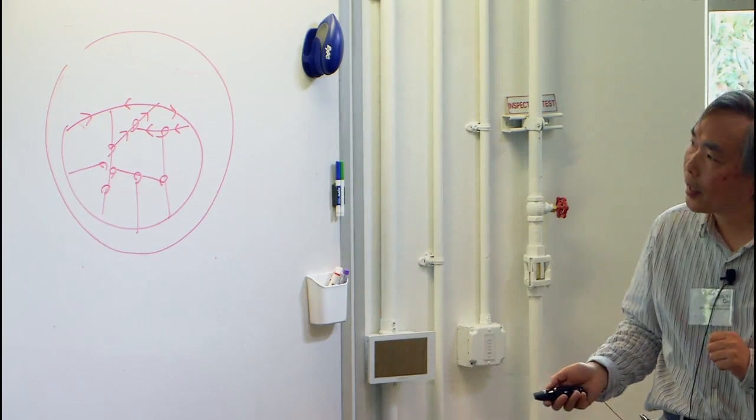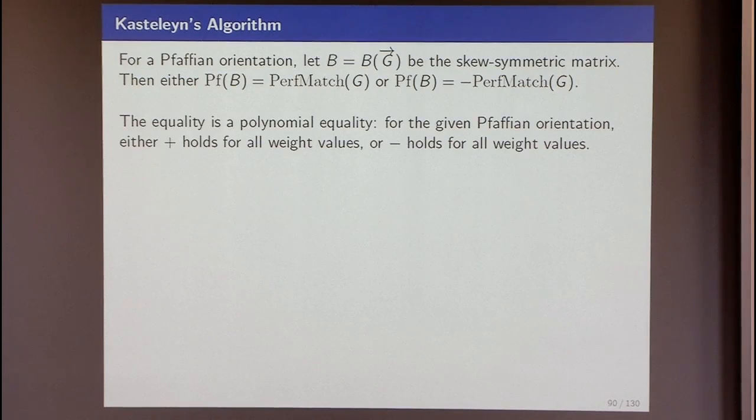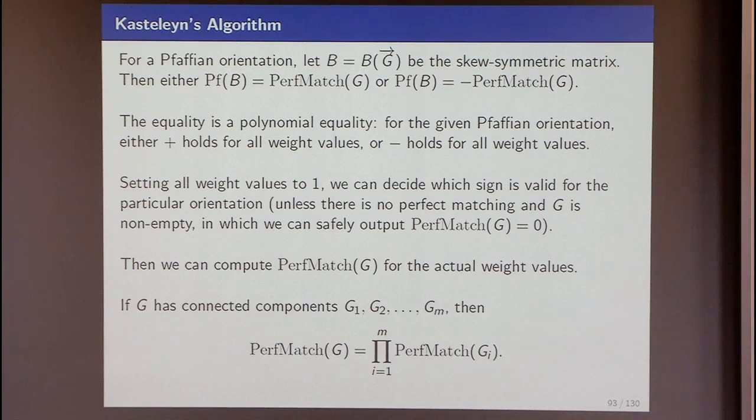Okay, so you can get a Pfaffian orientation, and once you have it, you write down the skew-symmetric matrix for the orientation I gave you for the graph. And then the Pfaffian will be either the perfect matching polynomial or the negative of it, because every term in the Pfaffian for each perfect matching has exactly the same sign. They are all positive or all negative relative to the weight of the perfect matching. Okay? So that was the thing.